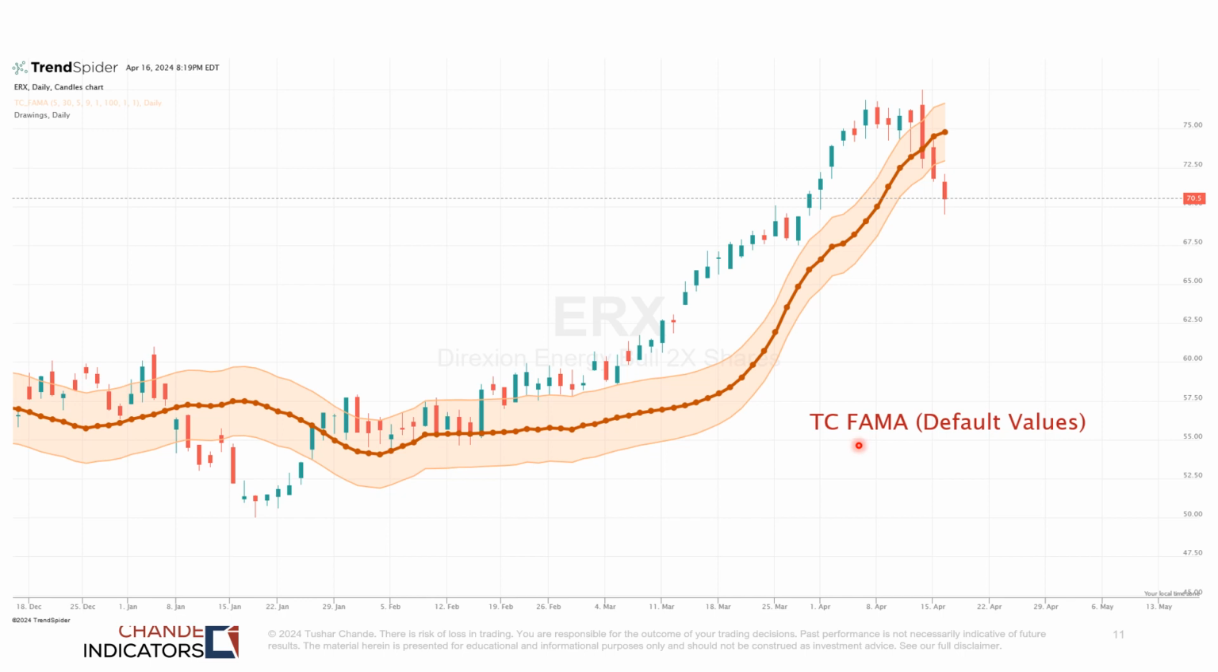Here we've applied the FAMA or fully automatic moving average with default values. The length varies between 5 and 30 days. The offset varies between 5 and 9 days. And we have a 1x band of 100-day average true range.